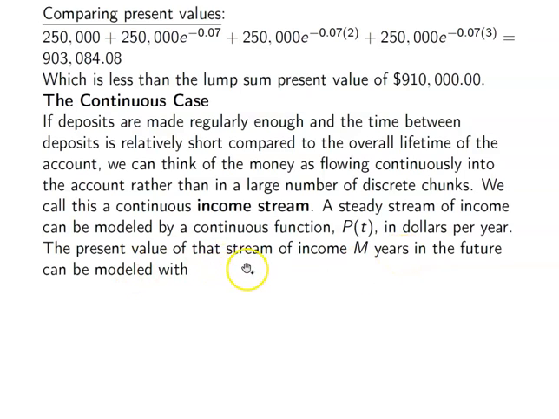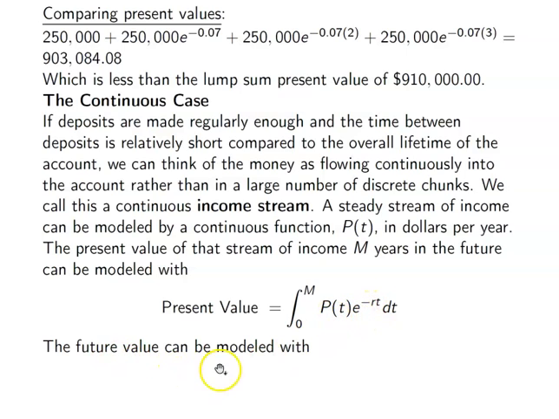The present value of that stream of income, M years in the future, can be modeled with this present value formula, which is the integral from 0 to M of the function that models my income stream times e to the negative RT, right? The missed potential, basically, of investing that money. And the future value can be modeled similarly with the integral from 0 to M of the income stream function times e to the rate over the period that it's been invested, right? So M minus t.